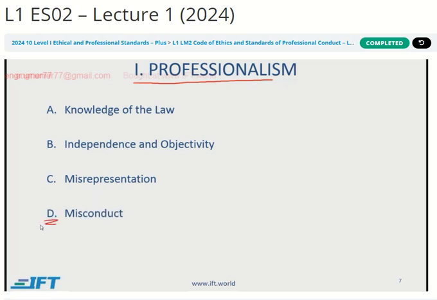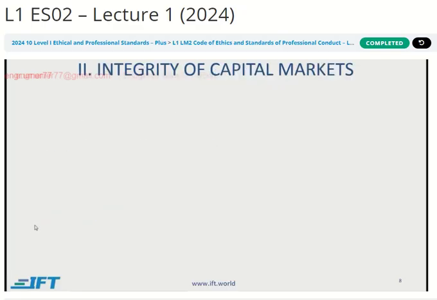1D is misconduct. This means that you must not engage in any professional conduct involving dishonesty, fraud, or deceit, or commit any act that reflects adversely on your professional reputation, integrity, or competence. Standard 2, integrity of capital markets. Here we have 2 substandards.